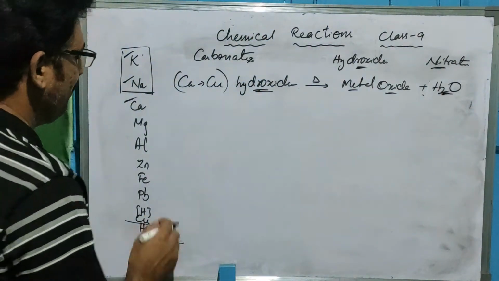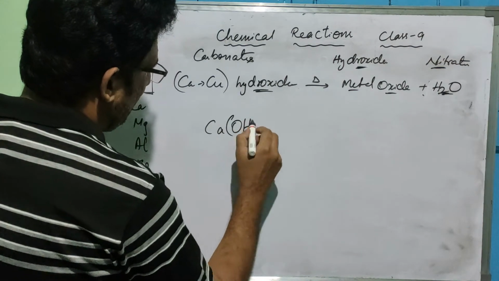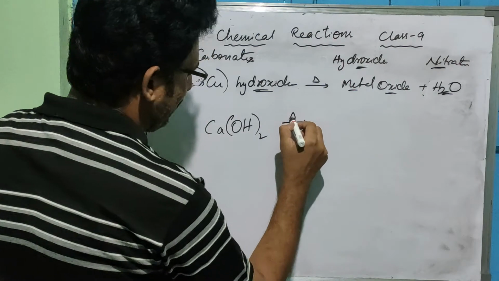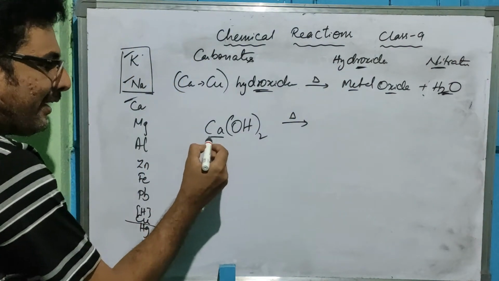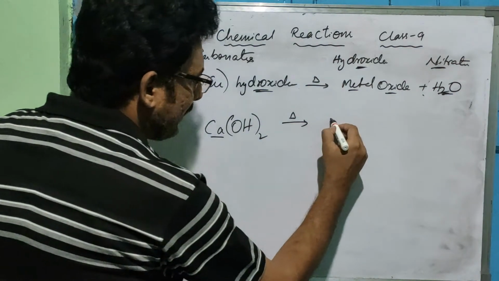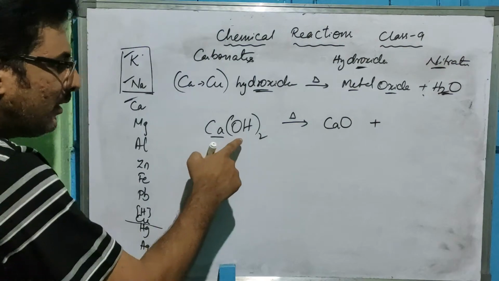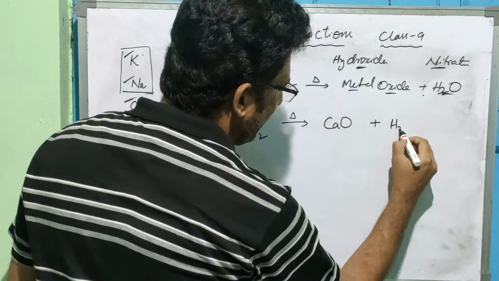So let's see an example. If you take calcium hydroxide, Ca(OH)2, and heat it, what are you going to obtain here? Metal oxide. What is the metal here? Calcium is the metal. So you will get calcium oxide plus, what will you get? It is a hydroxide, so you will get water, H2O.